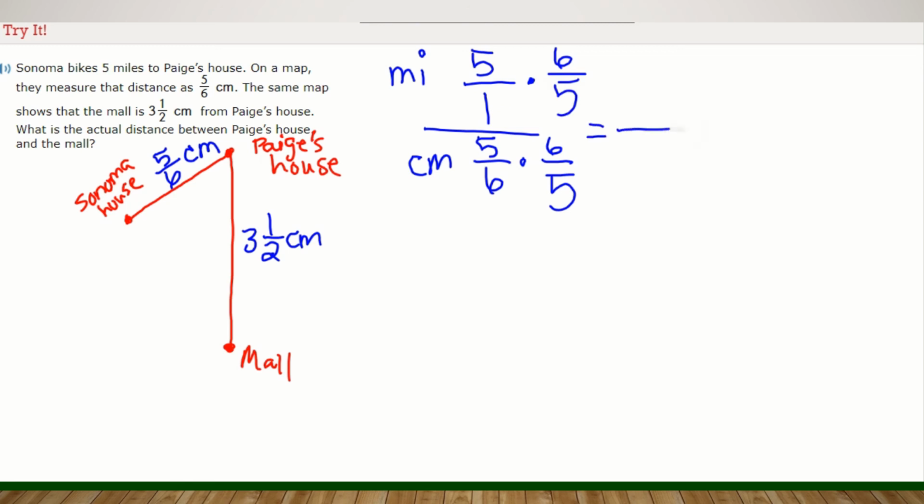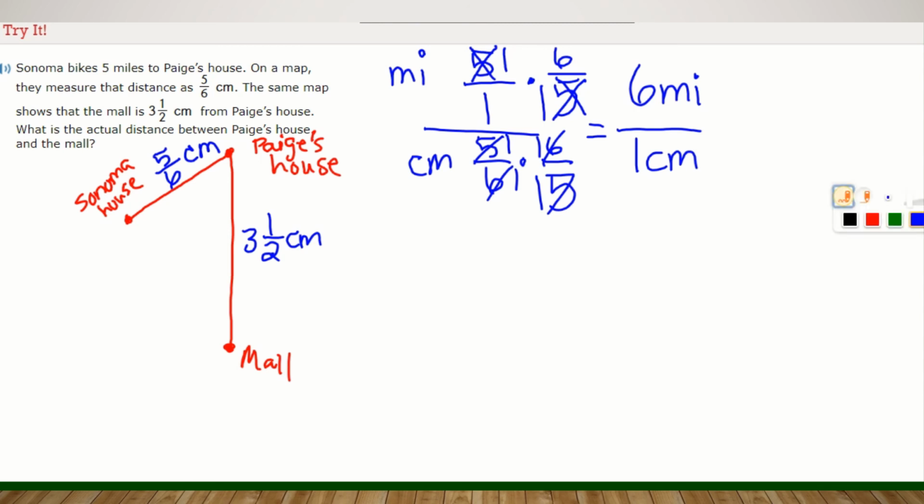Now I'm going to simplify my denominator. And I know when I cross simplify, I am left with 1 centimeter. Now I'm going to see if I can cross simplify the numerator. And yes, I can. 5 and 5 are both divisible by 5. And 5 divided by 5 is 1. So when I multiply across, I am left with 6 miles. That lets me know 1 centimeter is equal to 6 miles.